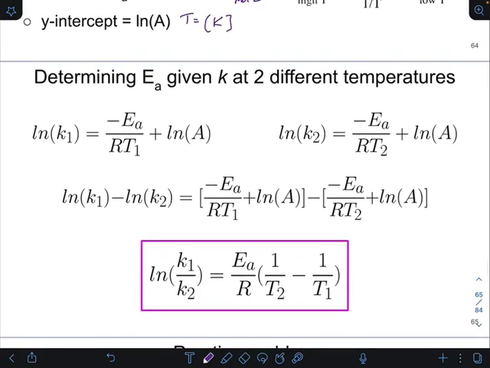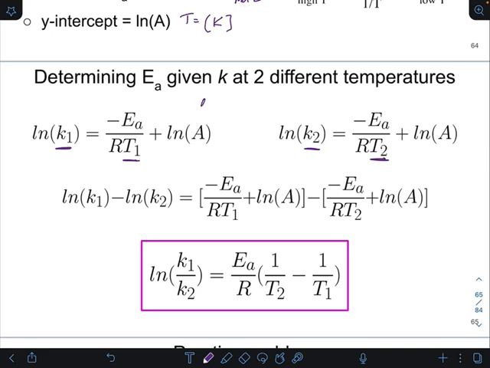What is also useful is being able to determine the activation energy given a K at 2 different temperatures. I have the math here. This is one of the ways you can combine the 2 equations. So what we can do is we can write out this equation for a slope 2 times. So ln K1 equals negative EA over RT1 plus ln A. Ln K2 equals negative EA over RT2 plus ln A.